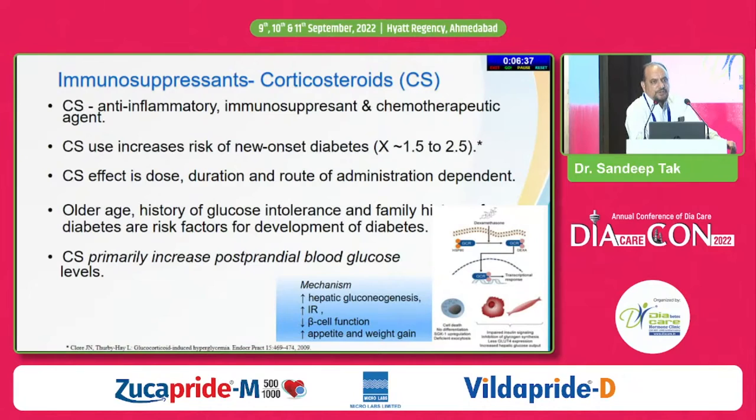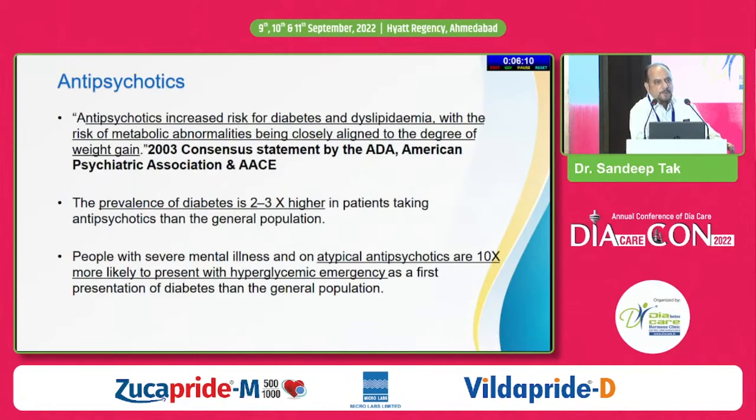Older age and other risk factors are an increased risk for development of diabetes here. And corticosteroids mainly increase the postprandial glucose. Various mechanisms include increasing insulin resistance, increased hepatic gluconeogenesis, and reduction in beta cell function also. And apart from that, we all know steroids can increase the appetite and cause weight gain. So that further fuels the insulin resistance.